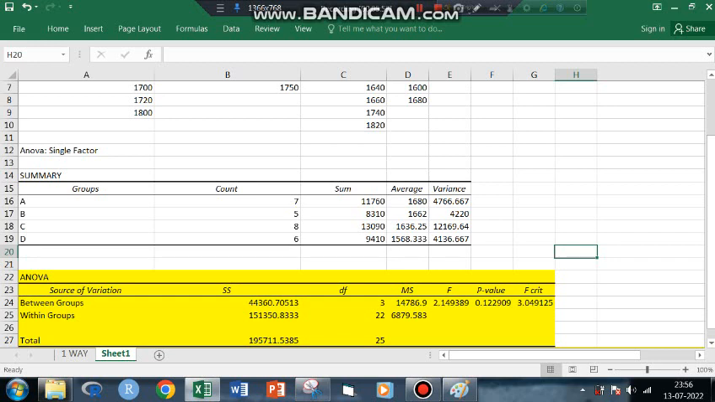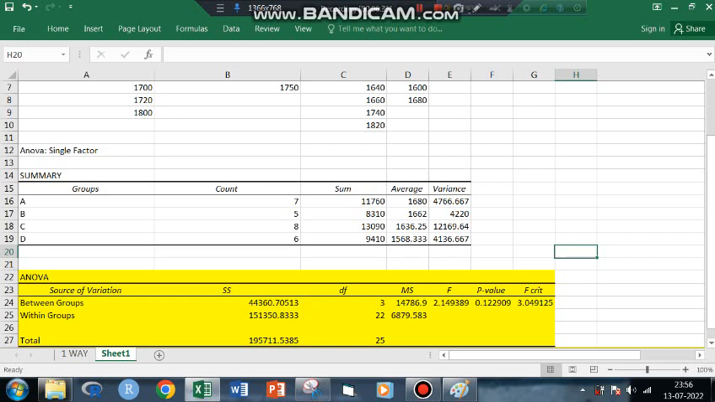So the within groups becomes the total minus the between groups, that is n minus 1 minus k minus 1, and it becomes n minus k. So here 25 minus 3 becomes 22. The MS is the mean sum of squares, which is obtained by dividing the sum of squares by the DFs. The F is the F ratio, that is MS between groups by MS within groups, and this is the F observed value of the F ratio, which is 2.149.